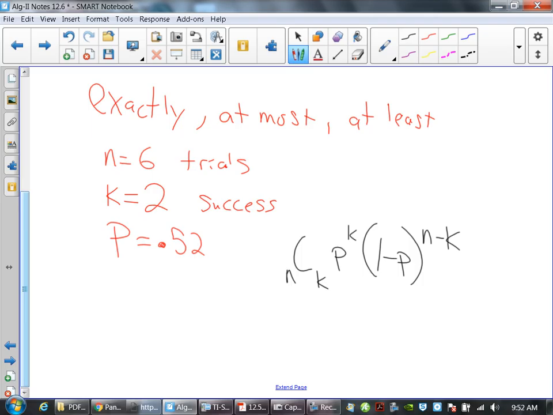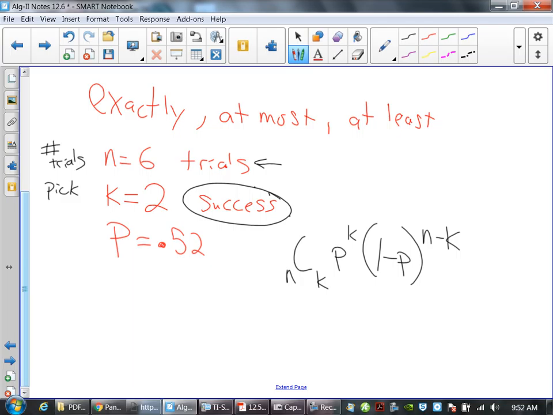The n is always going to be the number of trials. K is your picks, if you want to call it that. How many you're picking. Let's say you want exactly 3 people out of 6, or 5 people out of 6. Out of the 6 random trials, I want exactly 2 values to occur. These are the number of successes I want out of the trials that I'm picking.